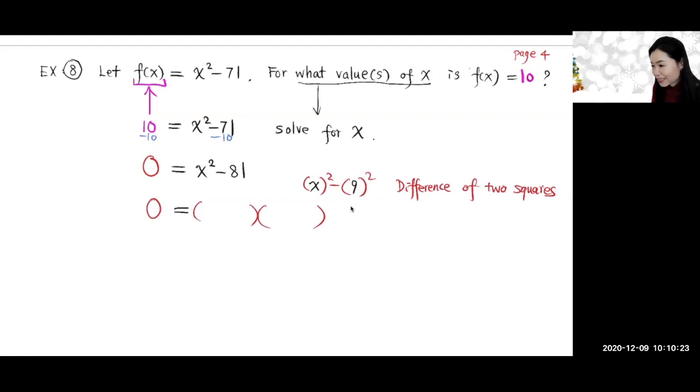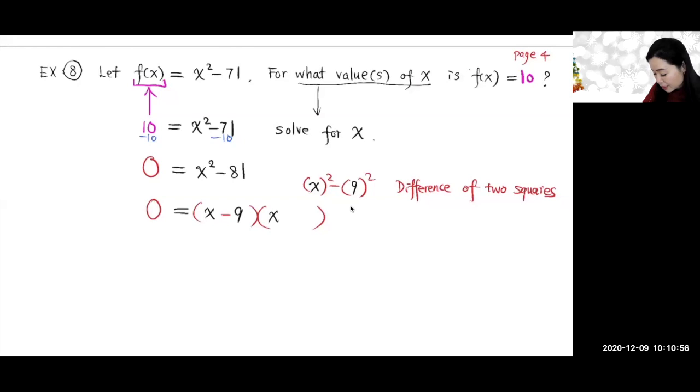Do you guys remember? It factors into x minus 9 times what? Remember the difference of 2 squares? Yeah, you got it. The first factor will just copy the square roots right here, so you have x minus 9. And then for the second one, you change the difference into a sum, so x plus 9.